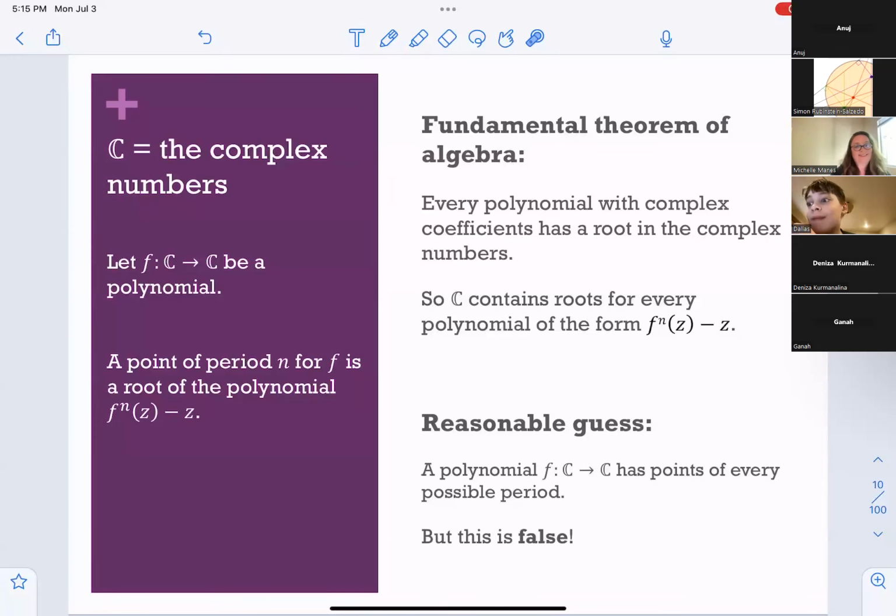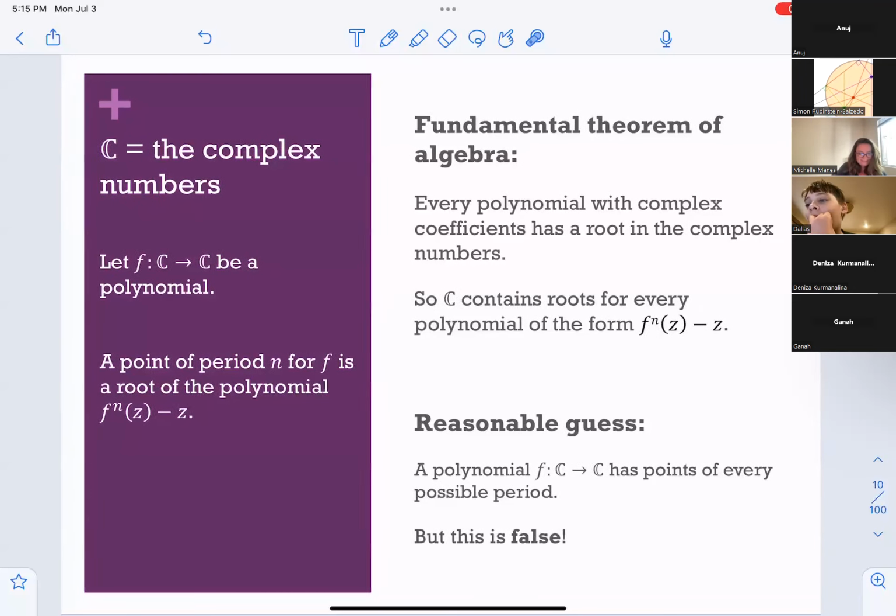Yeah, question. But how about like x squared? Oh, never mind. I take it back. Oh, okay. All right. Let me know if you have a question.